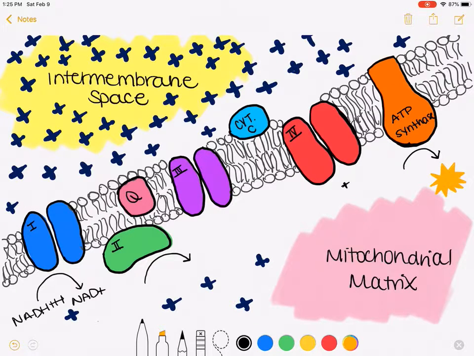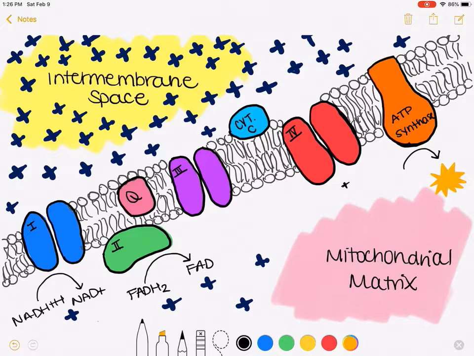Moving forward, we have protein 2, labeled in green, which is a peripheral protein known as succinate dehydrogenase. This is where we find FADH2. Moving forward, we have protein 3, which is an integral protein, and it's known as cytochrome C reductase. You'll see this on this diagram colored in purple, labeled Roman numeral 3.